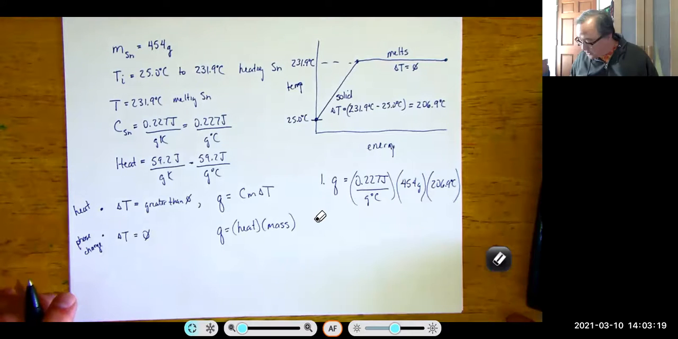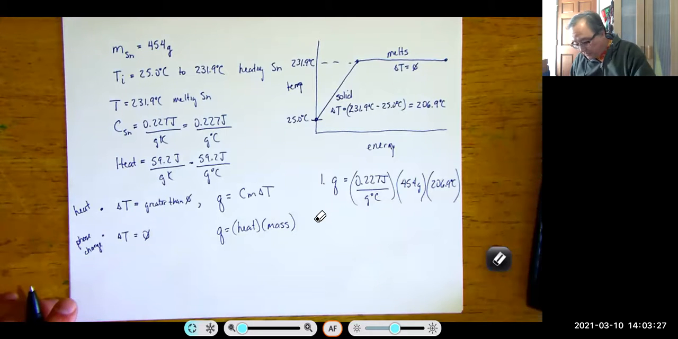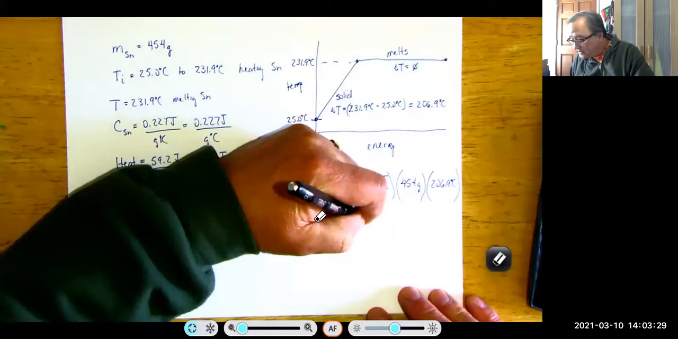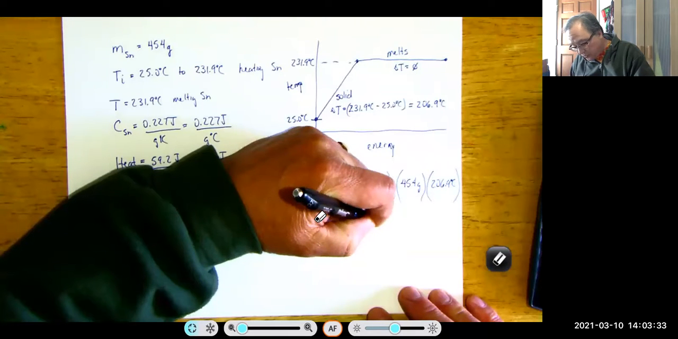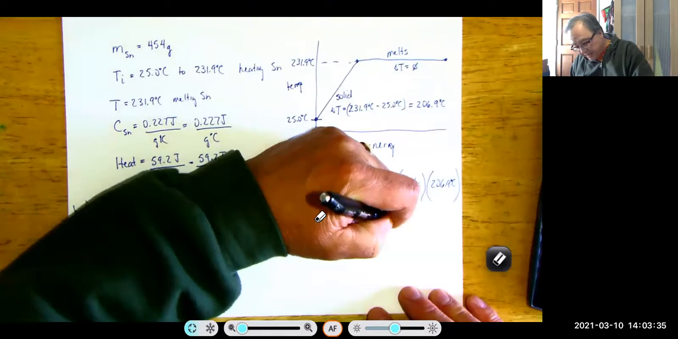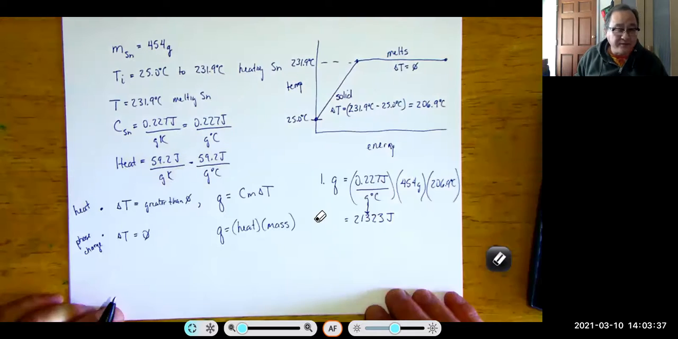How many significant figures would we be allowed? 3. Yes. So we would have 2, 1, 3, 2, 3 joules, and that's where we would round to, the first 3.